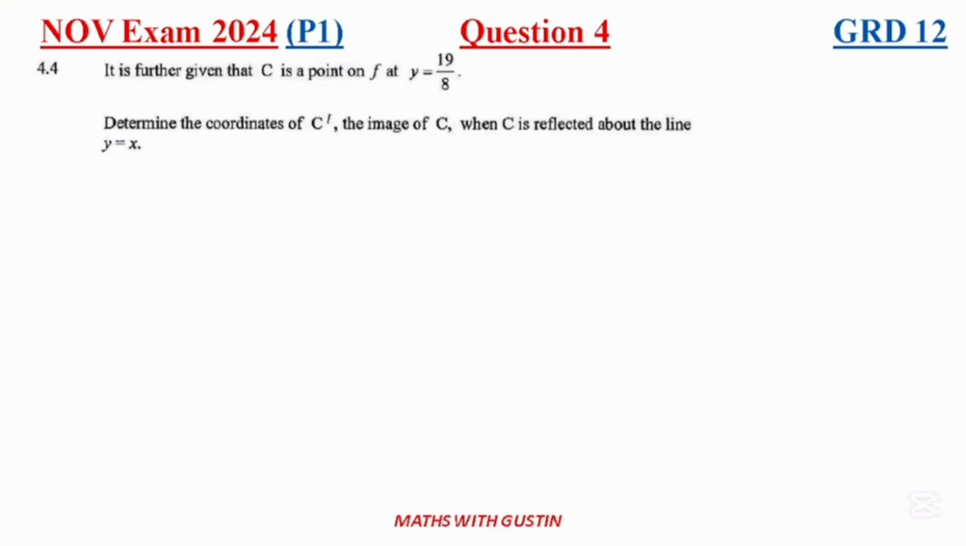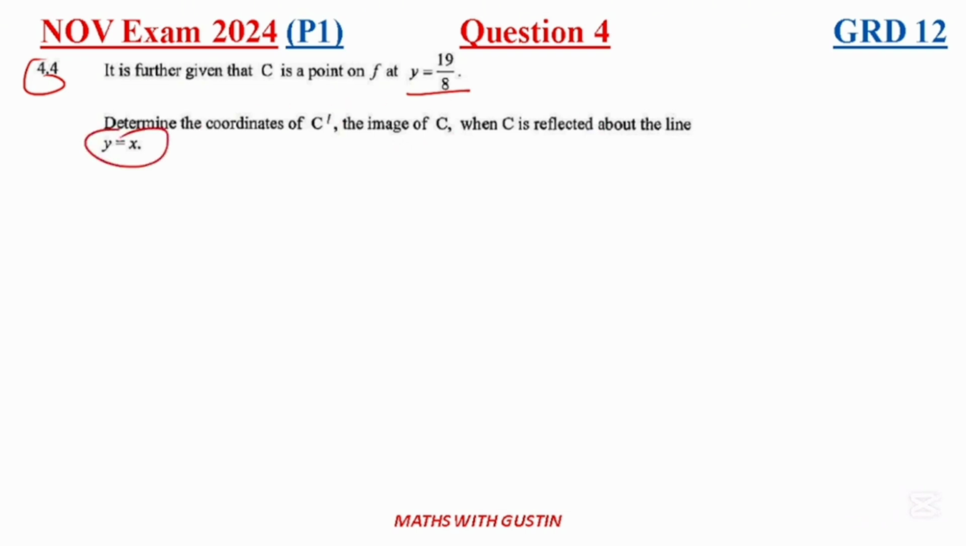Great stuff. So now here's 4.4. It says: if it is further given that C is a point on f where y is equal to 19/8, determine the coordinates of C image, the image of C, when it is reflected along the y-axis.